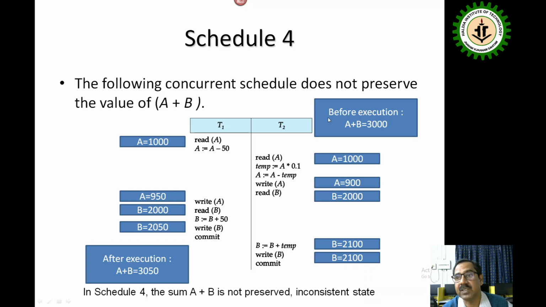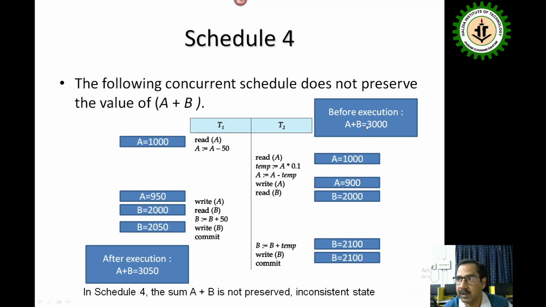So if we check before execution, according to our assumption, A is 1000, B equals 2000. So A plus B equals 3000. After execution, the final value of A is 950 and the final value of B is 2100. If we add, we will get 3050. So it does not match the sum of A plus B before execution.